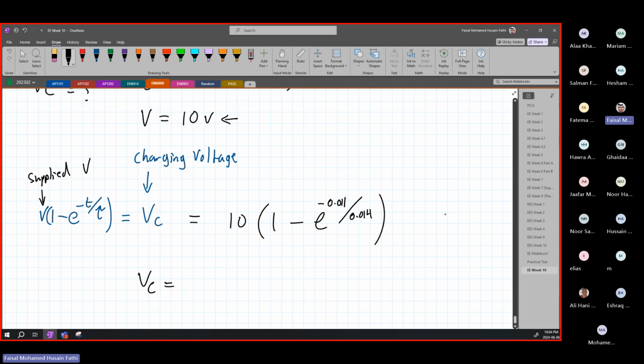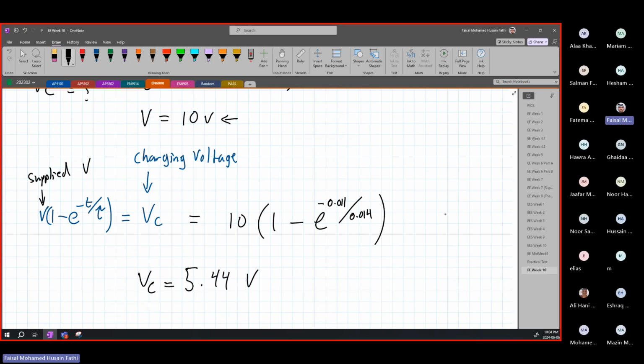And this is how almost all the questions will be. But maybe instead of the charging of the capacitor, they might ask about the discharging or the decaying of the resistor. And you can use the same equation that is seen in the formula sheet. So this will be minus divided by this. You will get 5.44 volts. Okay.